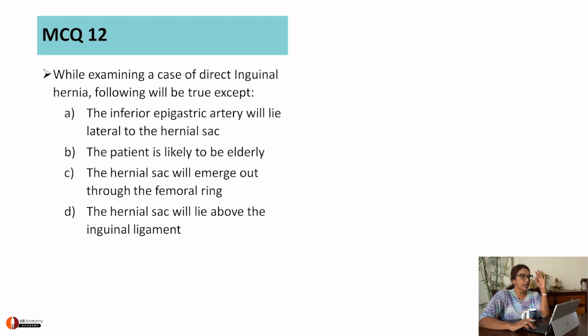While examining a case of direct inguinal hernia, following will be true except. You're looking at a direct inguinal hernia, so it will be on the medial side of the inferior epigastric artery. It will not be through the deep inguinal ring. Inferior epigastric artery will lie lateral to the hernial sac. Yes, true. We're looking for the wrong thing about direct inguinal hernia. Patient is likely to be elderly, yes. Hernial sac will emerge out of the femoral ring. Absolutely not. The hernial sac will lie above the inguinal ligament, yes. So what will not be true? That the hernial sac will emerge through the femoral ring. All the others are correct.